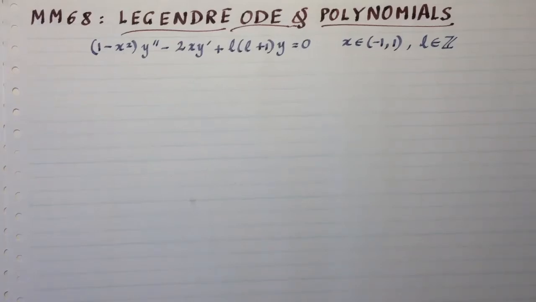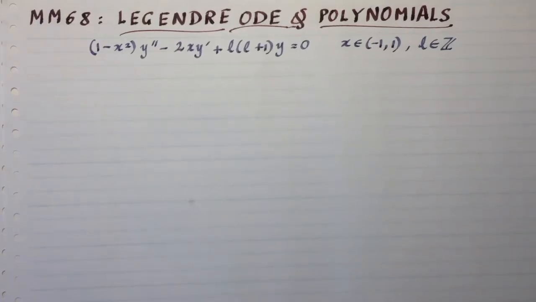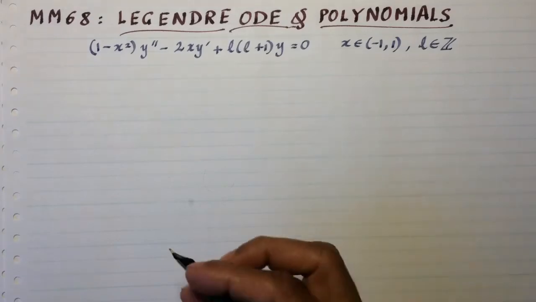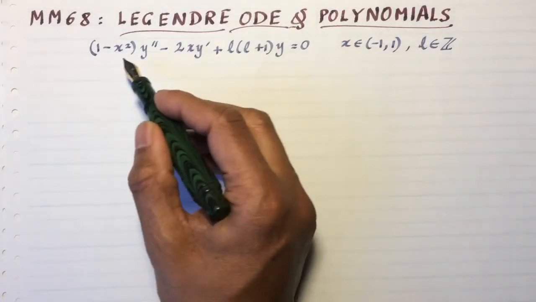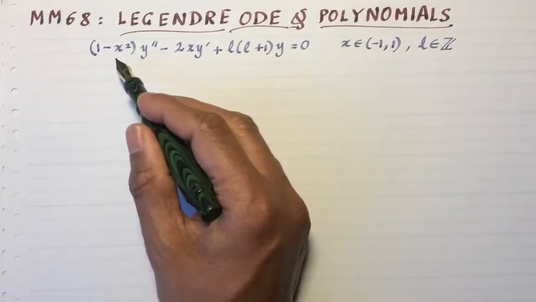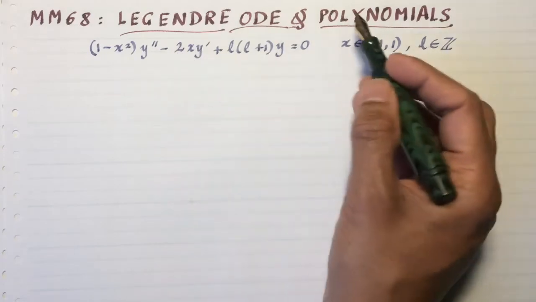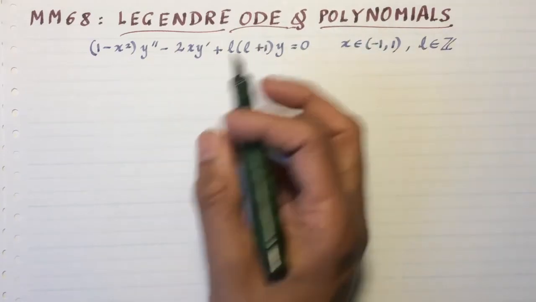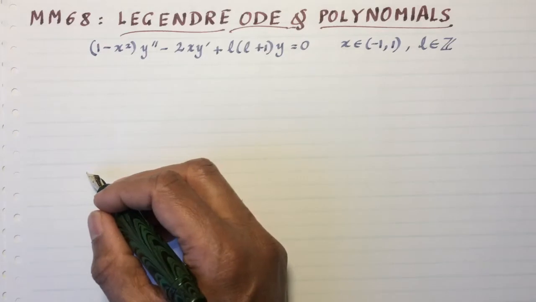I'm going to discuss one of the most celebrated differential equations in all of mathematics, and that's the Legendre ordinary differential equation. The solutions to the Legendre equation are the famous Legendre polynomials. The way this works is this differential equation, you can see that it's got polynomial coefficients. So that's one of the reasons why polynomial solutions are expected from this, although it's not immediately obvious.